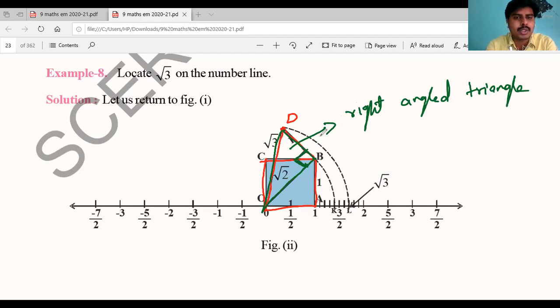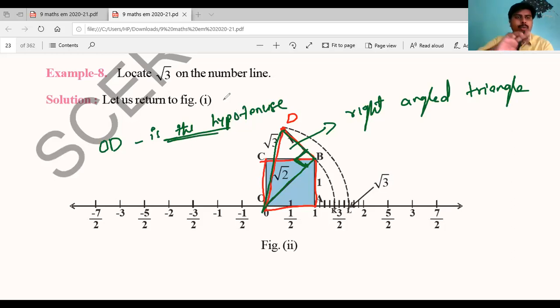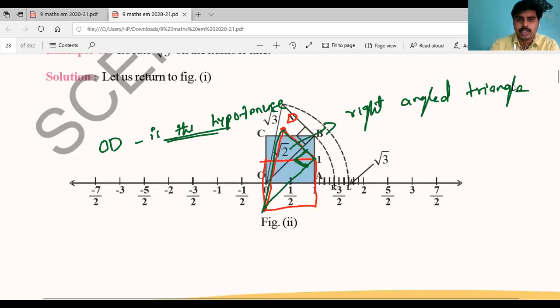Okay. Now, what is the hypotenuse? Hypotenuse, Nana. OD is the hypotenuse, right? Same thing. So with the length of the hypotenuse, we draw an arc on the right side of the number line, we get root 3. Left side, we get minus root 3. Okay. See, any doubts up to here? Please, you can raise the hand.